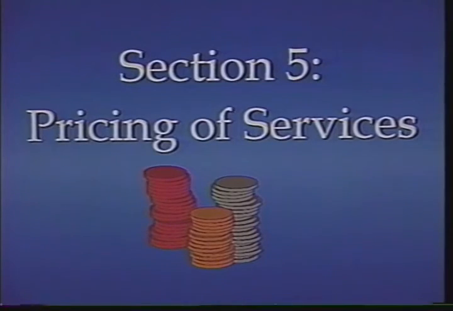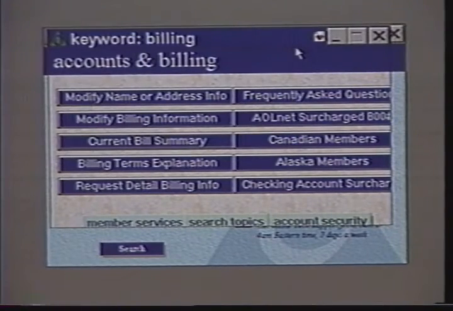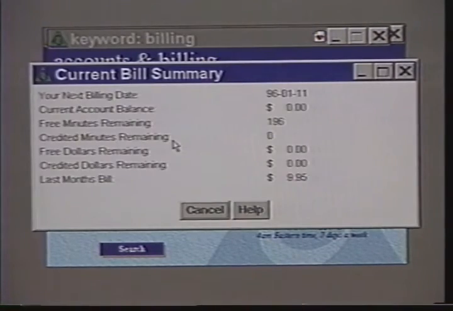Section 5. Pricing of Services. Of course, price is going to be an important issue when deciding which of these services to use. In this section, we will compare the pricing of the services we have discussed. America Online charges $9.95 a month for 5 hours of use. Hours of use after that are charged at a rate of $2.95 an hour.